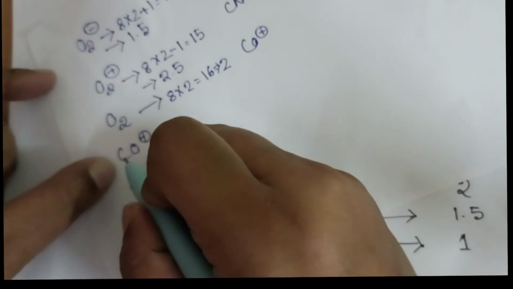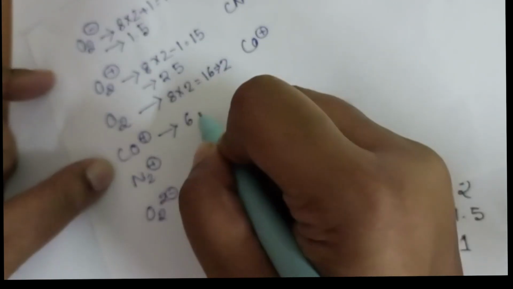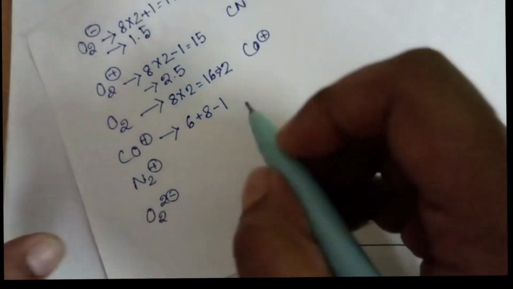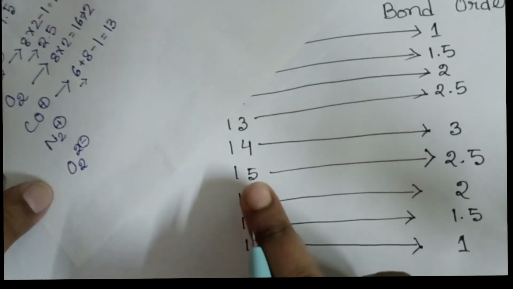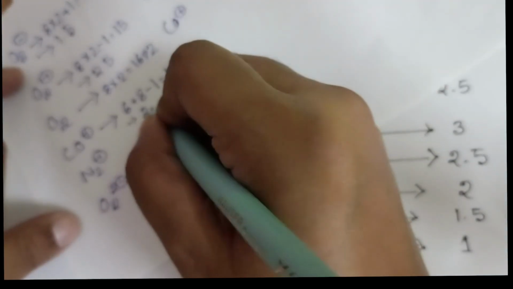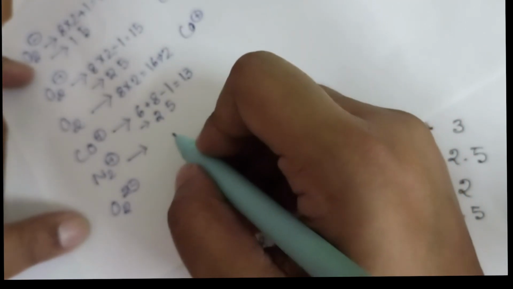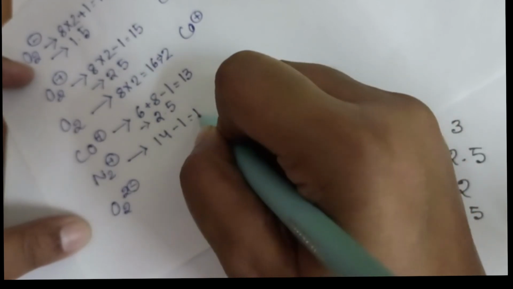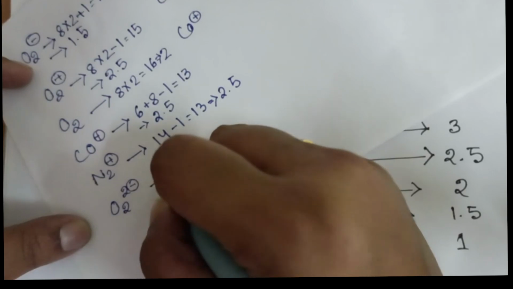In CO plus, the number of electrons of carbon is 6 and oxygen is 8 minus 1. So the total number of electrons is 13, and for 13 the bond order will be 2.5. In N2 plus, the total number of electrons is 14 minus 1, 13. The bond order of N2 plus is 2.5.